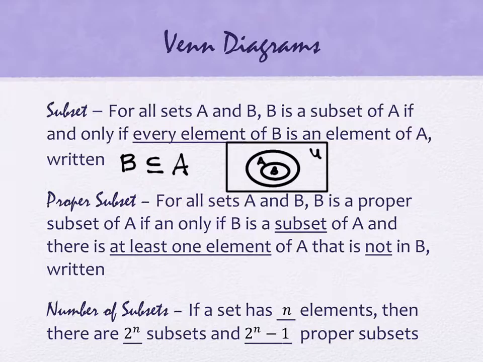Do you remember when you did inequalities in algebra? You had less than and you had less than or equal to, right? So the less than or equal to meant that it could do one of two things. It could be less than it, or it could be equal to it. And this notation is much like this. It could be C contained in it, or it could be equal to it.